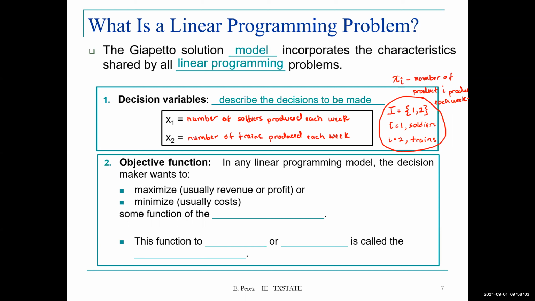So Xi, when I equals 1, is representing the soldiers. Xi, when I equals 2, is representing the trains. And that way I keep using X. If I add more products, I just increase the index. All my decisions in terms of number of products that are going to be produced for next week are modeled with X. So number of soldiers produced each week, number of trains produced each week, X1 and X2.